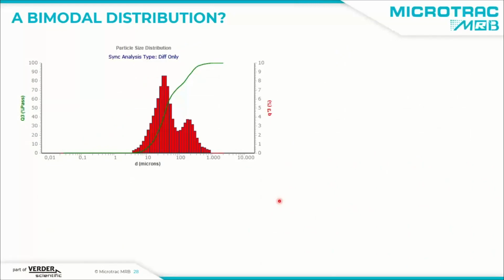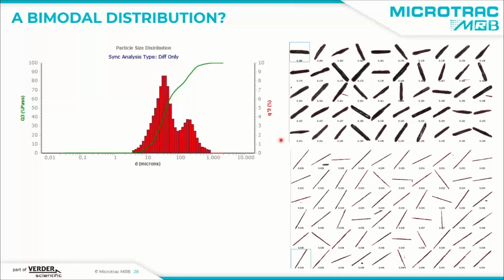Now, my final example here for how we use image analysis with laser diffraction is this one. This is a bimodal distribution. It looks very much like the example I have shown at the very beginning. So it looks like a mixture of two different sizes. But is this really true? Are these big particles and small particles mixed together?